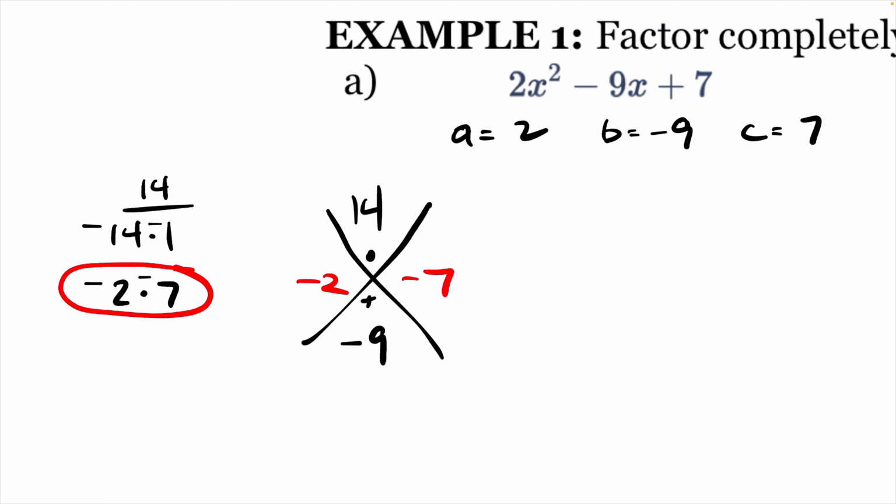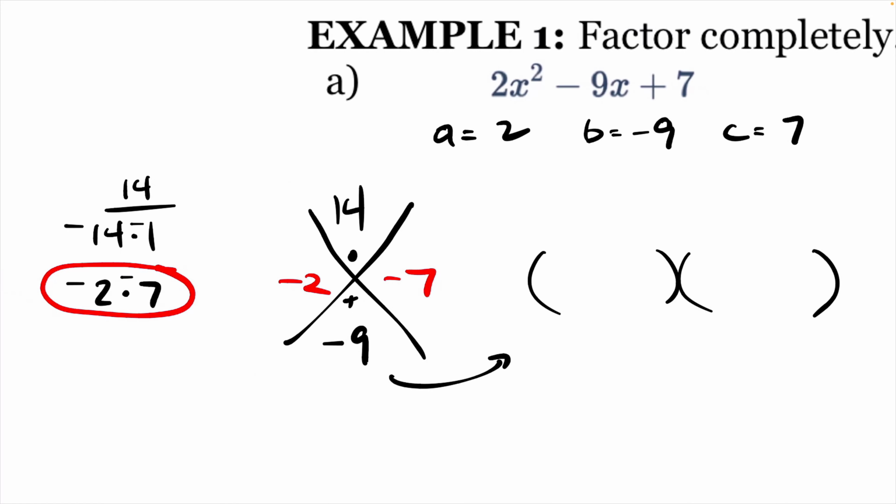So the next step, parentheses, parentheses. So we're going to put those two numbers. Order doesn't matter. You can put -7 first or you can put -2 first. It's okay. So what's going to go in front of them? So how do we know what's going to go in front?